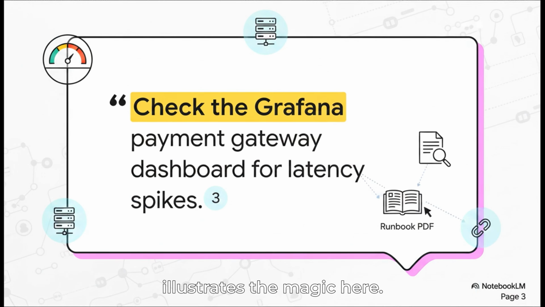And this brilliantly illustrates the magic here. You don't get a generic AI guess, you get a direct operational answer, like check the Grafana Payment Gateway dashboard for latency spikes. Most importantly for an IT engineer, notice the inline citation. It points you directly to page 3 of your uploaded Grafana runbook PDF. Trust but verify in a matter of seconds. You can just click that citation, read the exact source paragraph, and confidently execute the next step.